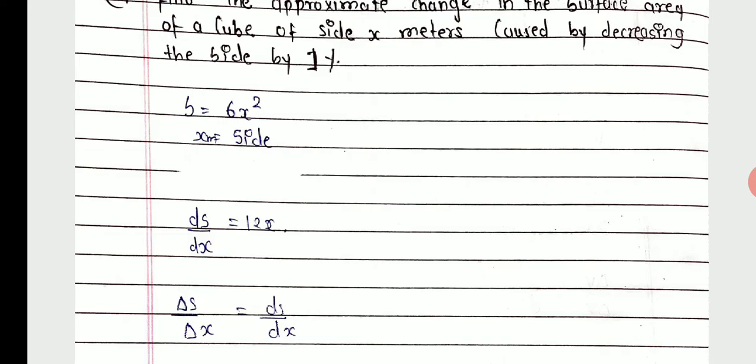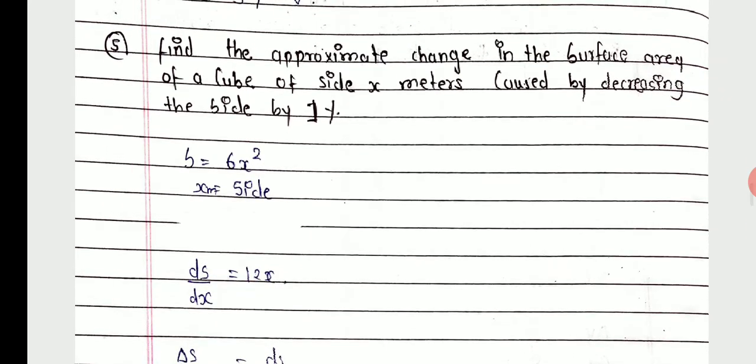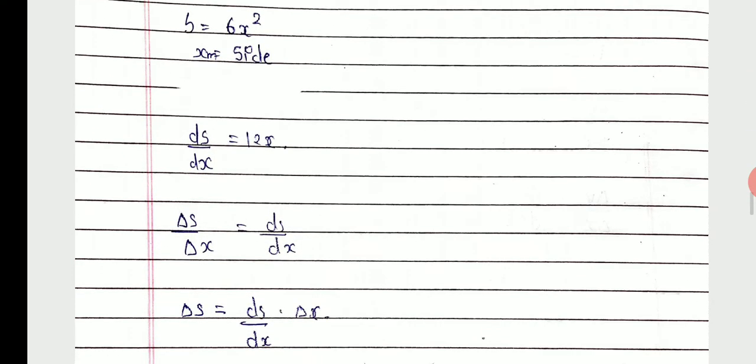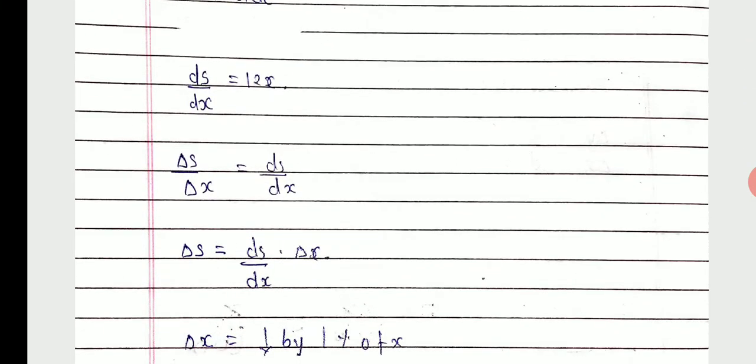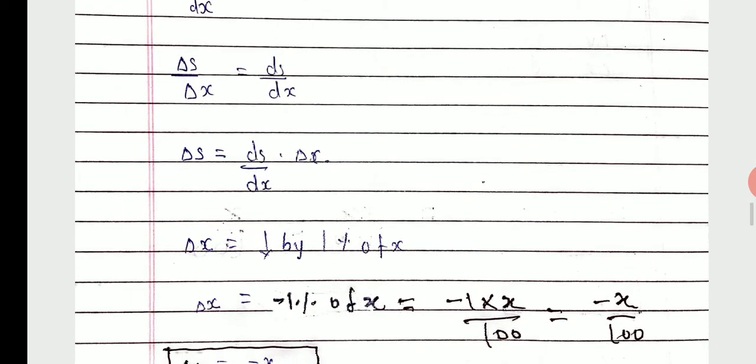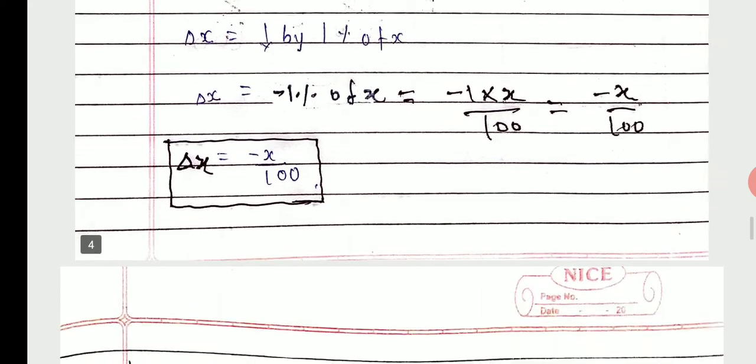Now what do we have to find out? Let us see in the problem: find the approximate change in surface area. That means we have to find ΔS. Then ΔS will be dS/dx into Δx. Now Δx is 1% of x, decreasing. That means Δx = −1% of x, which gives us −1 multiplied by x upon 100. On removing the percentage sign, we write 100 in the denominator, so Δx will be −x/100.